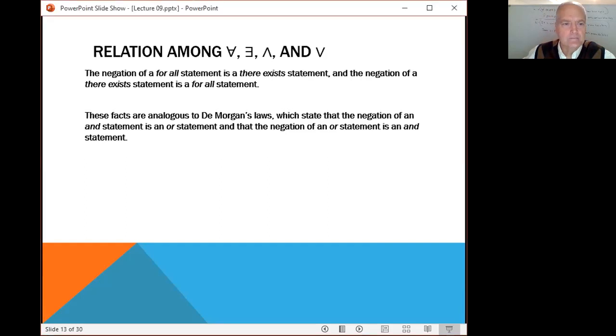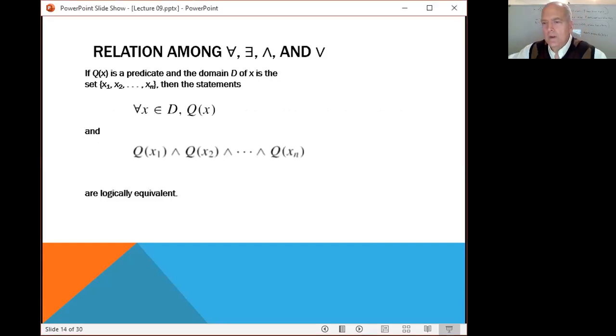So let's take a look at that. Here we have a universal statement: for all x that's an element in D, Q of x is true. What that is really saying is that if we plug each element x, meaning x1 through xn, into our predicate, it ends up being true. So it's logically equivalent to Q of x1 is true, and Q of x2 is true, and so on through Q of xn is true.